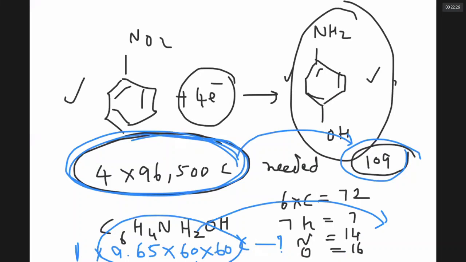whereas 9.65 into 60 into 60 is equal to how many grams? Can we see it very clearly, sir? Hello? Yes, sir. The answer works out to be roughly 10 grams. This is an online exam question.